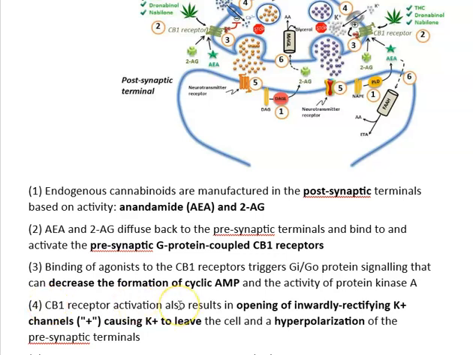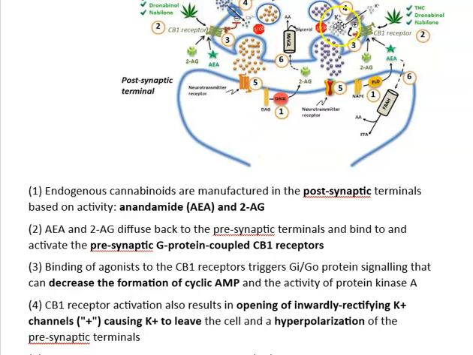And then here's the one thing that it's doing. It is opening inwardly rectifying potassium channels. That's causing the potassium to leave, so this is the arrow that you need to change. It causes potassium to leave the cell. That is going to hyperpolarize the presynaptic terminal, making it less likely to release the neurotransmitter.